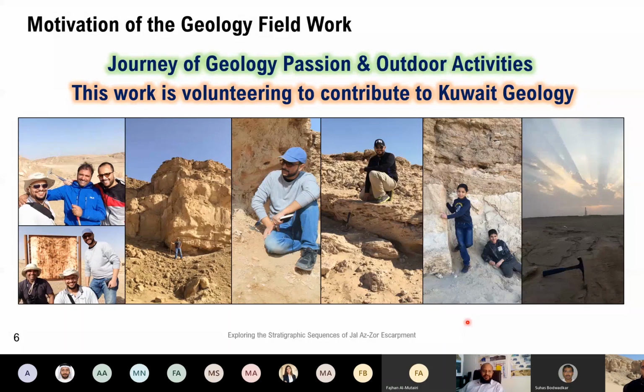As you can see here, we have our children with us, and we are trying to teach them geology as well. So at least maybe one of them will have the passion and love for geology as we have. And this is one way for us to thank Kuwait and give back to the community by helping Kuwait understand the value of their outcrops.